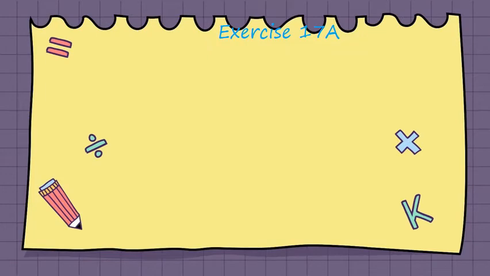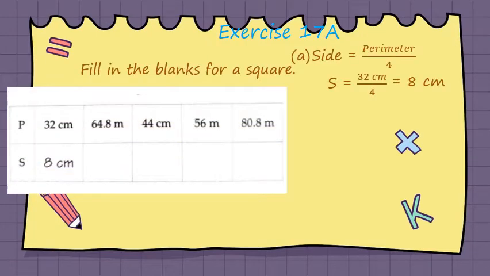So now children, let's move to the next question of this exercise, which is question number 4. Fill in the blanks for a square. Here the box is given in which the perimeter of the square is given, and you have to find out the side of the square. The first one is done for you.